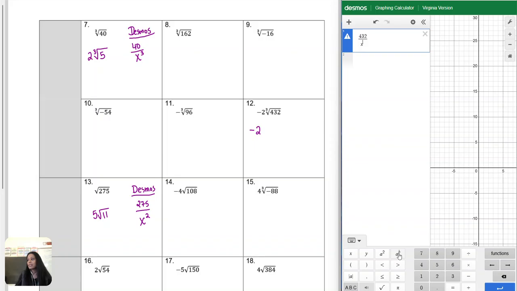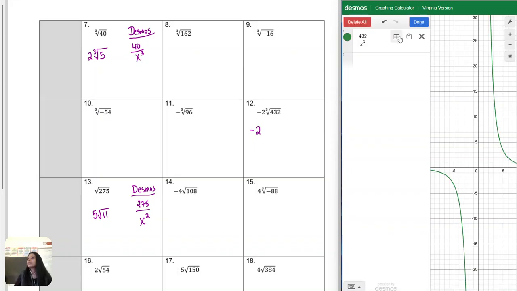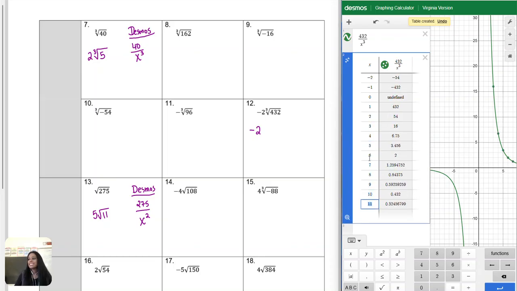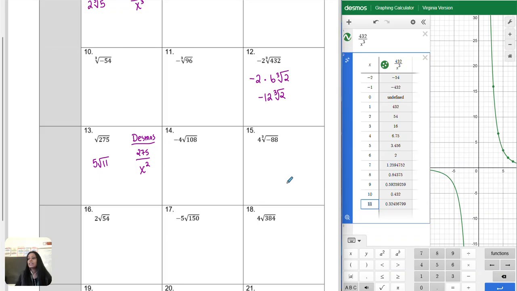I'm pressing this button to go up there for the exponent. And then table, enter, enter, enter, go up: 6 cube root of 2. So you have your 6 cube root of 2, and then you just multiply these two numbers. Negative 2 times 6 is negative 12 cube root of 2. That's my final answer.